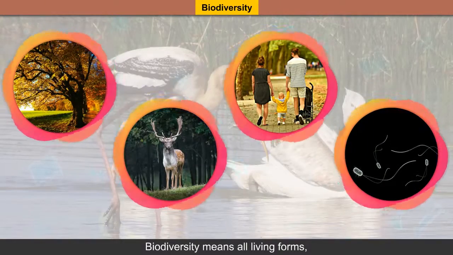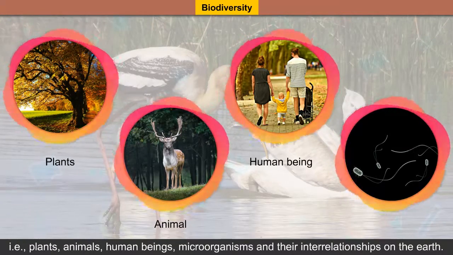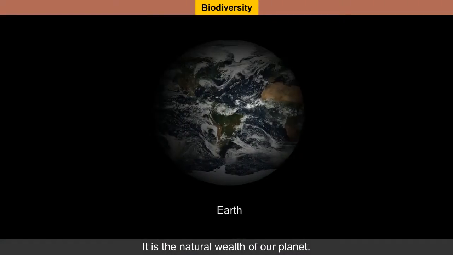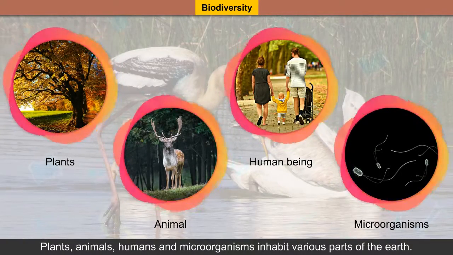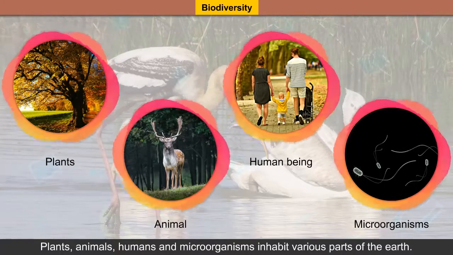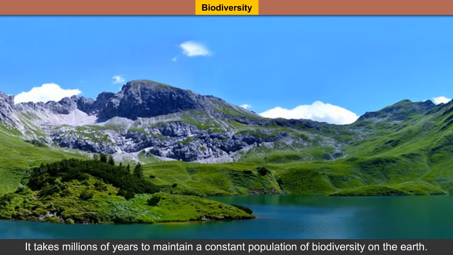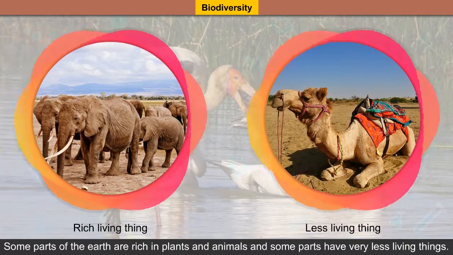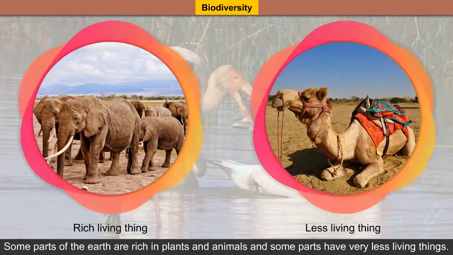Biodiversity. Biodiversity means all living forms, that is, plants, animals, human beings, microorganisms, and their interrelationships on the earth. It is the natural wealth of our planet. Plants, animals, humans, and microorganisms inhabit various parts of the earth. They are dependent on each other for their survival and growth. It takes millions of years to maintain a constant population of biodiversity on the earth. Some parts of the earth are rich in plants and animals, and some parts have very few living things.